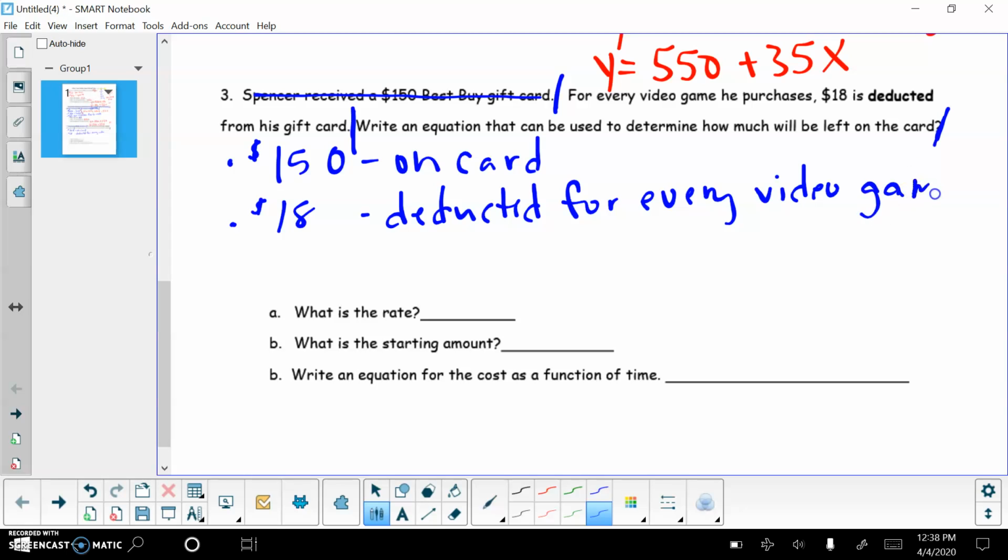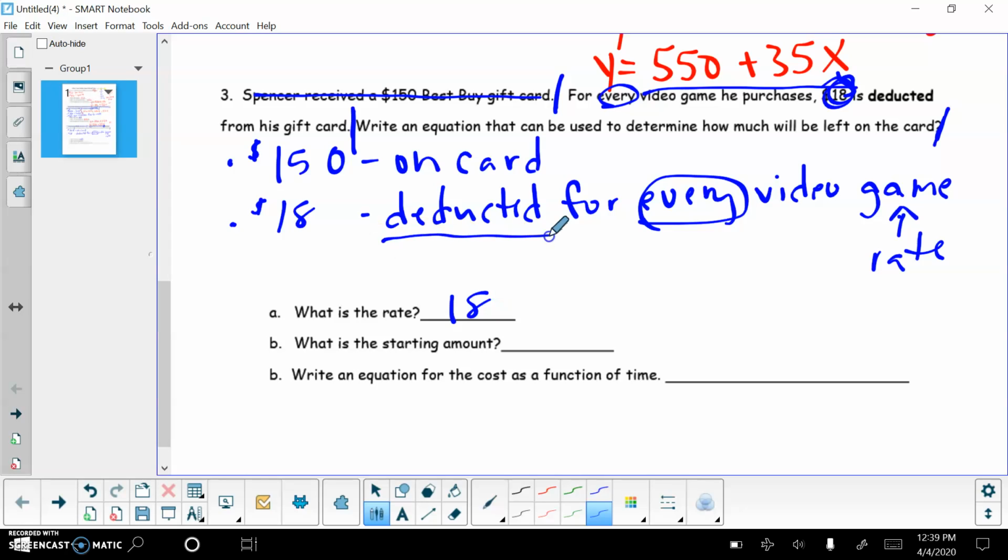Oh, and now that I've got it written down, I can see my per each every word right there. I missed it as I was reading it the first time. That means that $18 right here, that is the rate. So I'm also going to put myself a little thing that there's my rate, and I'm going to put it here. And it's important to note that since we're using the word deducted, that means it's being subtracted, so that's a negative direction. So I'm going to put down that this is a negative.